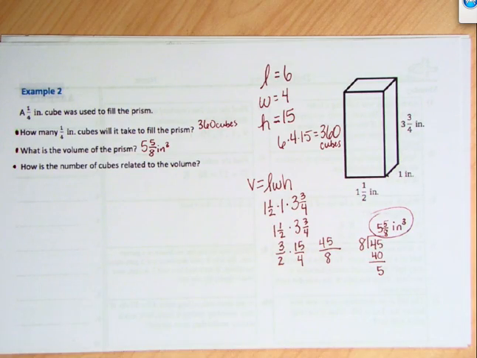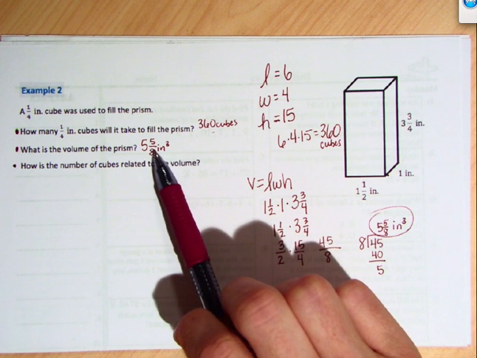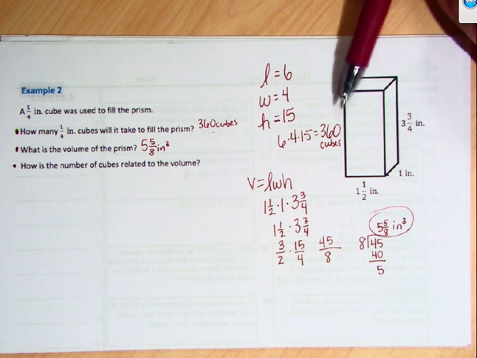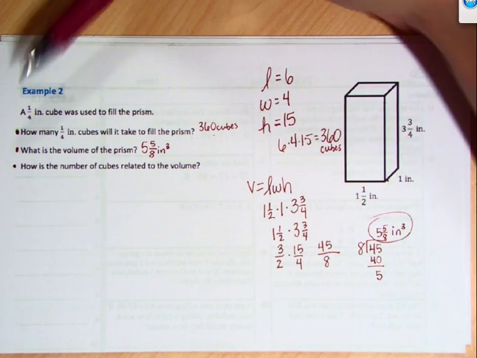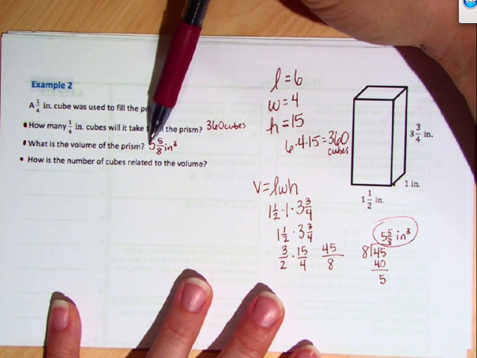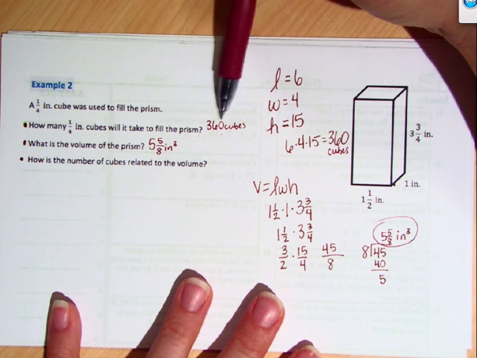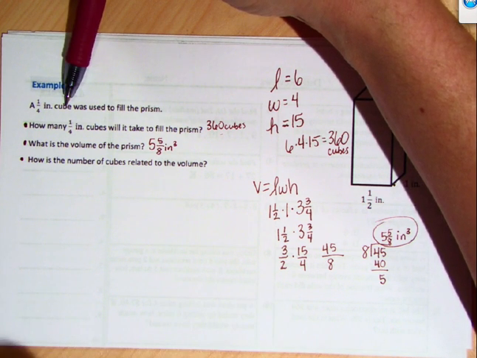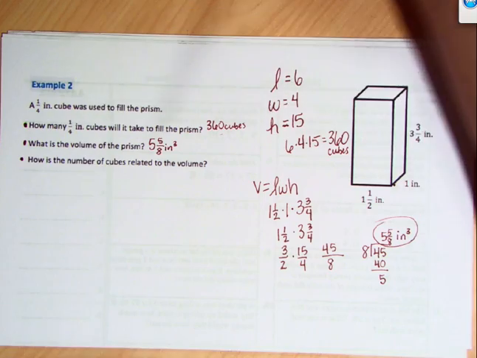Now, how is the number of cubes related to the volume? Well, I know that the volume is equal to the number of cubes times the volume of one cube. So the number of cubes times the volume of one of those 1/4 inch cubes. Okay, so let's see if this number should be equal to 360 times the volume of just one cube, because we have 360 of those. So we do that 360 times.